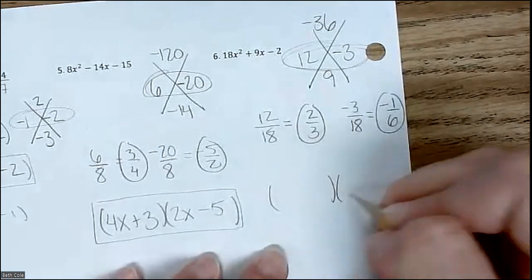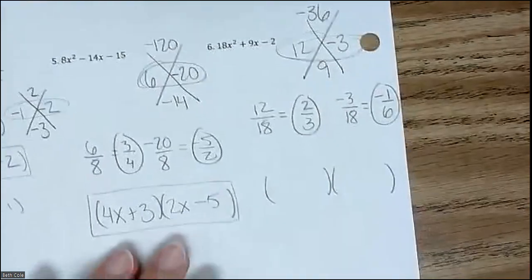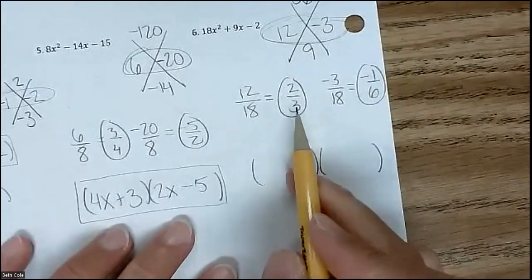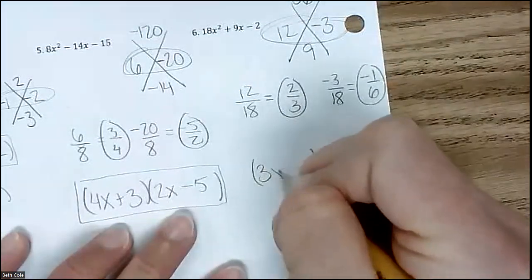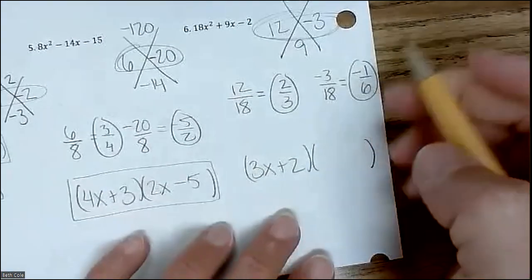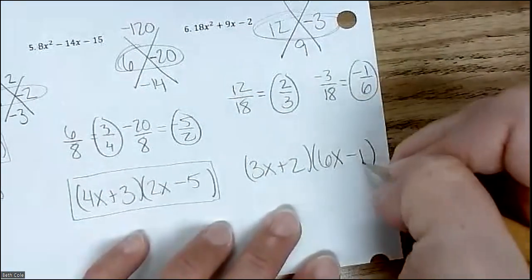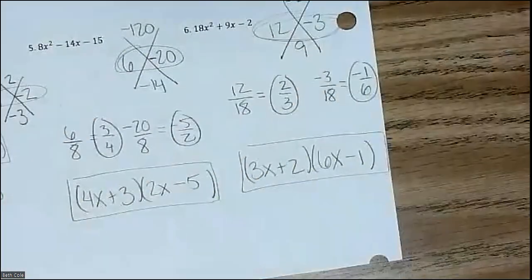And then for your answer, you're going to draw your 2 sets of parentheses. Start with the denominator. So this one would give us what? 3x plus 2, 6x minus 1.